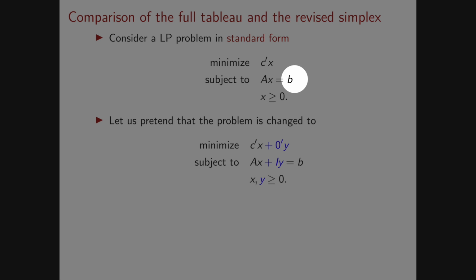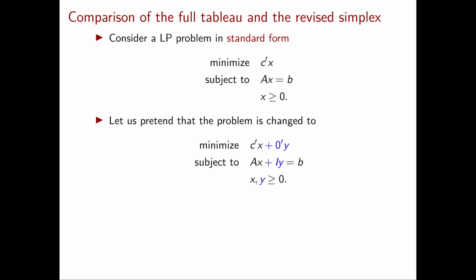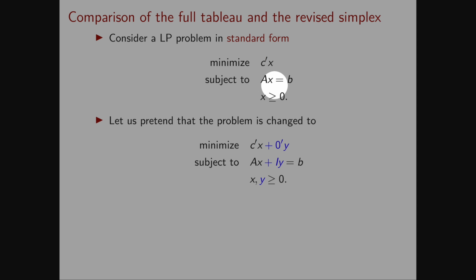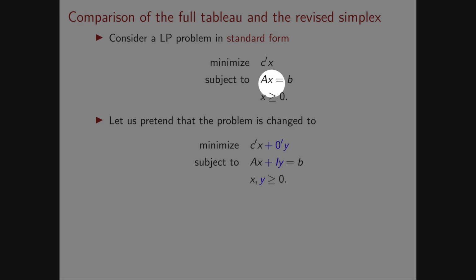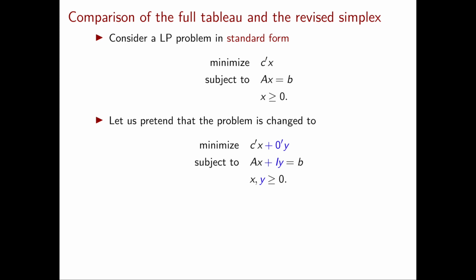The last thing I want to do in this video is to compare these two implementations more in detail. As always, we start from a standard form linear programming problem: minimize c transpose x subject to Ax equal to b and x greater than or equal to 0. To make this comparison, it will be really useful to slightly change the problem.